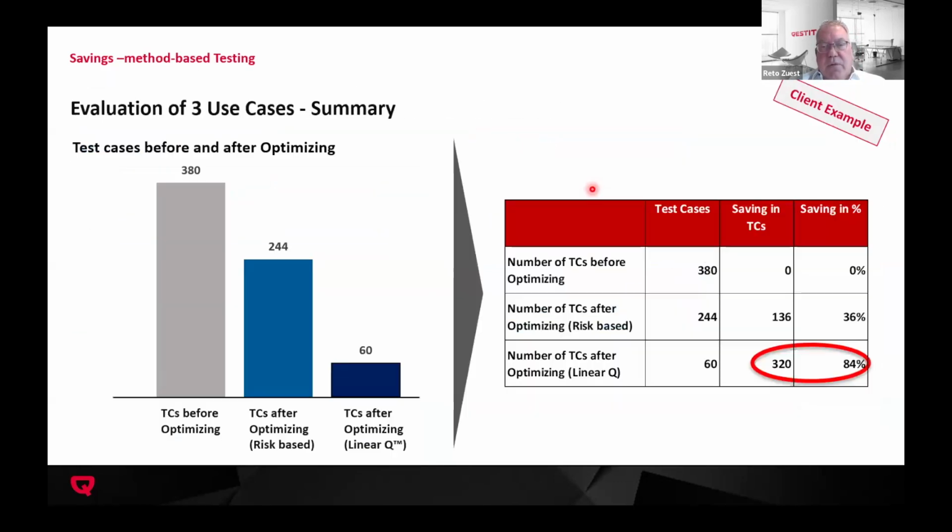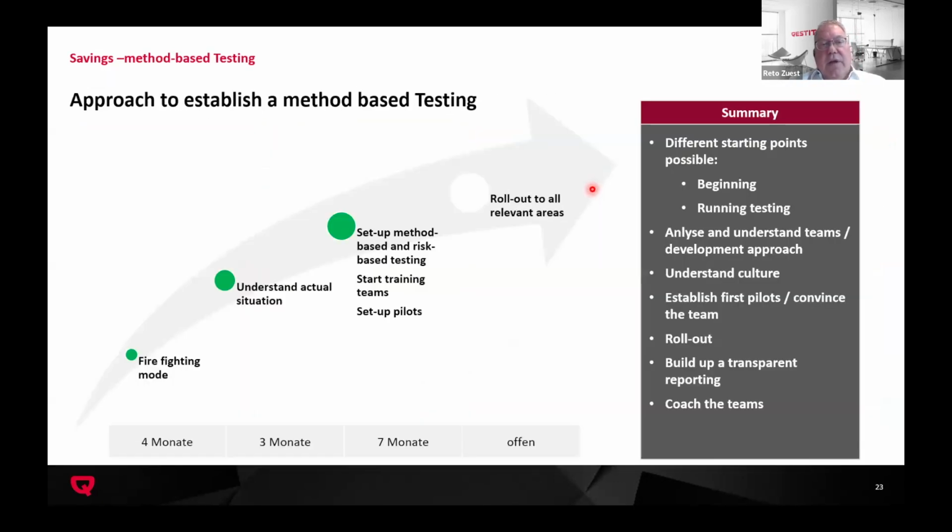I'll jump now quickly down to a slide. This is how we usually recommend to start. Oh, here we see some German words in it. You know, usually you start with a firefighting mode and understand the actual situation. And then it is about setting up the methodology, risk-based testing, start training the teams. It is important in these days if you have an agile team in place or agile teams in place that you actually not just consider those who are close to testing, that you consider all.